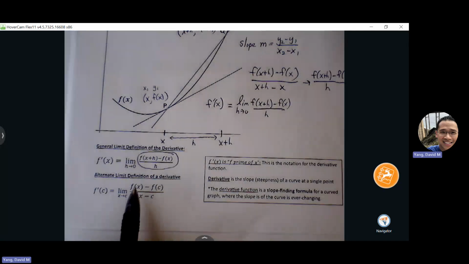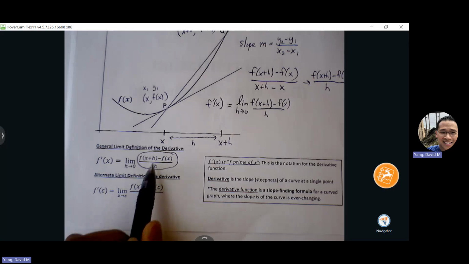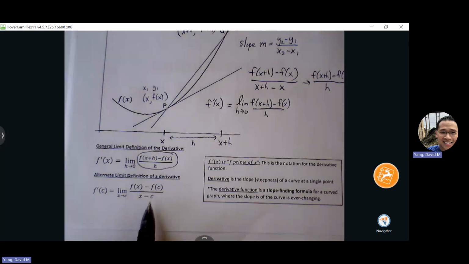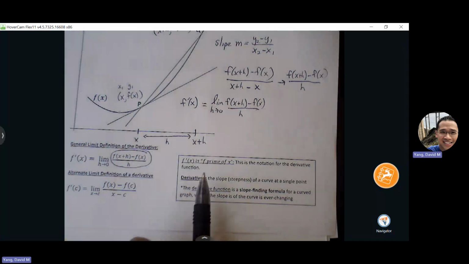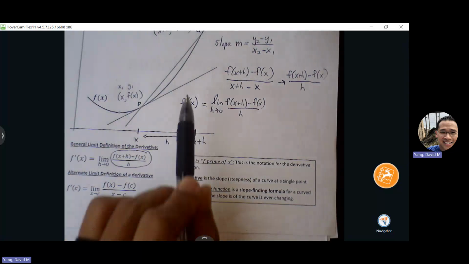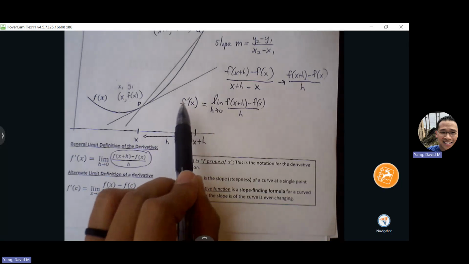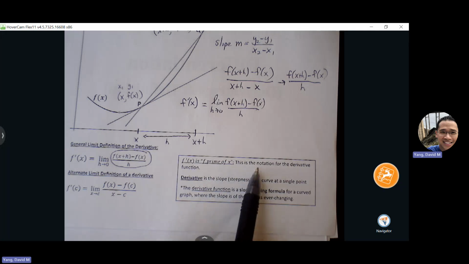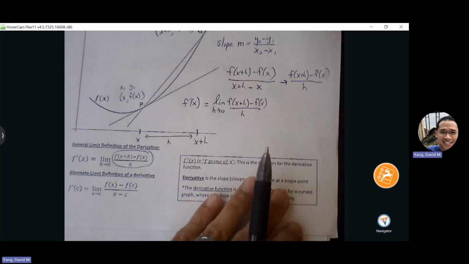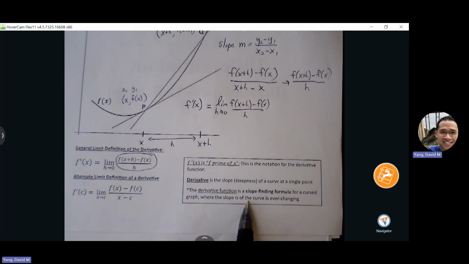This one is a little bit more apparent because you can kind of see that change in y over change in x a little bit more clearly. But these both allow us to get to the slope of a point at a curve, or a slope of a curve at a point. So here's the notation. f prime, if you see that little apostrophe there, we read it as f prime of x. And this is the notation for the derivative function. And derivative is just a fancy word for slope. It's the steepness of a curve at a single point. So the derivative function is a slope finding formula for a curved graph where the slope of the curve is ever changing.